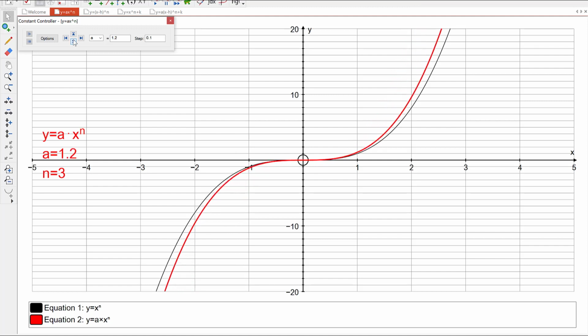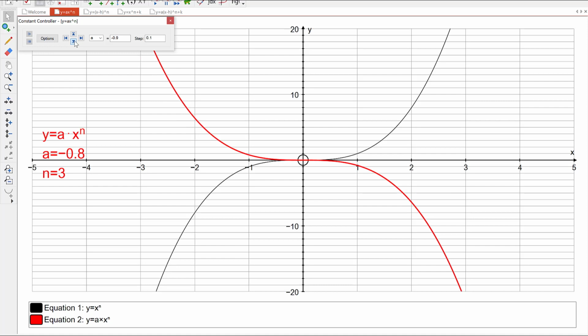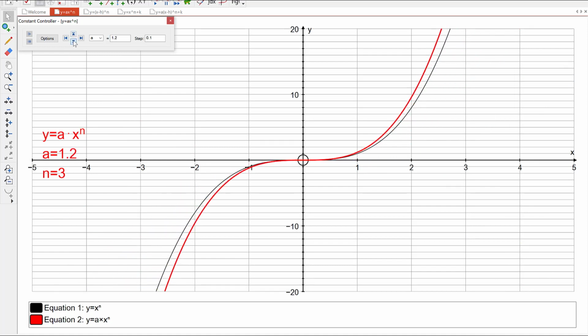Obviously, if we make a a fraction, the graph gets squashed towards the x-axis. If a is 0.5, we're halving all the y coordinates. So instead of going through (1, 1), we go through (1, 1/2). Instead of going through (2, 8), it now goes through (2, 4). And if we were to continue to decrease a until it becomes a negative value, we see that we now get this reflection in the x-axis. So there a is negative 1. So this is just directly the graph of y equals x cubed reflected in the x-axis. So a still has those same two effects on the graph: to stretch it away from the x-axis, or towards the x-axis if the scale factor is a fraction, and to potentially reflect it if a is a negative value.